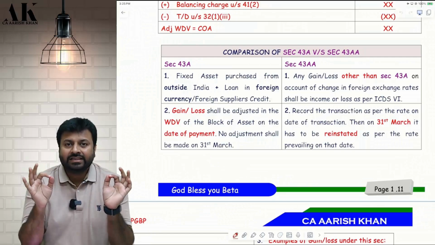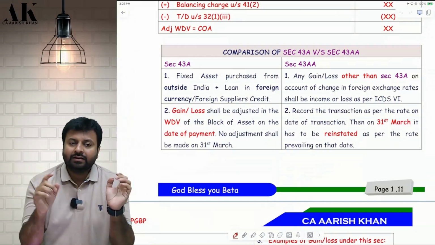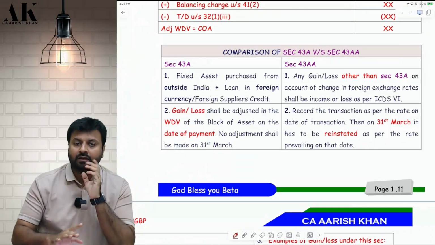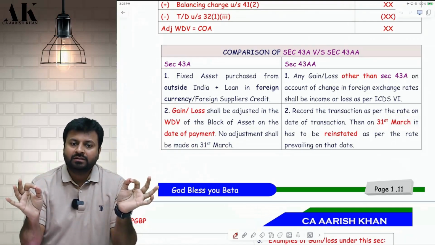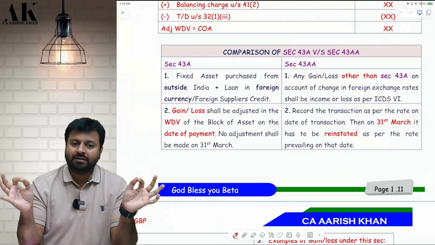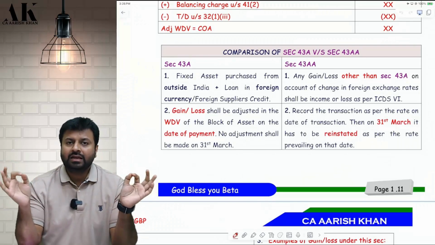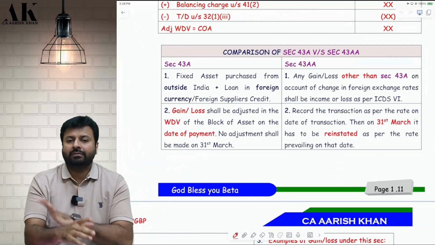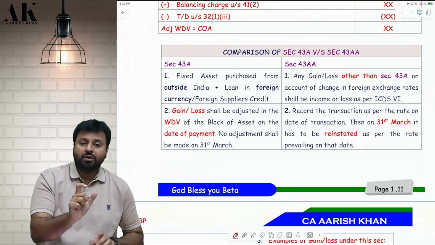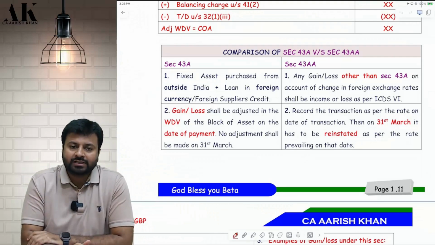Any other forex loss other than 43A will be treated like income and like deduction. If it is an income, credit to P&L. If it is a deduction, debit to P&L and claim that deduction. And if it is a 43A loss, then you have to adjust in the WDV of the asset. Did you understand what I said? So any other gain or loss should be treated like you treat in accounts.